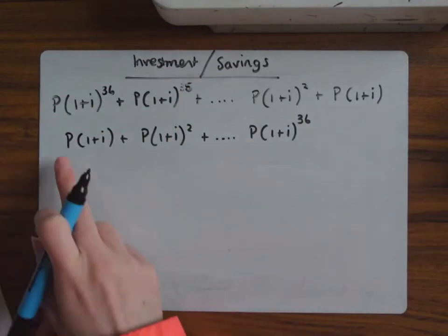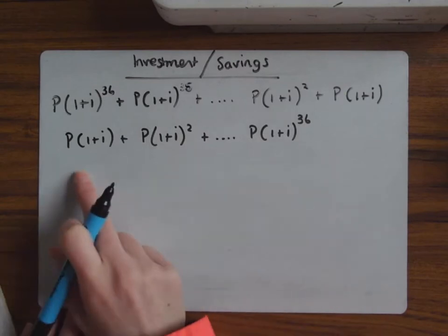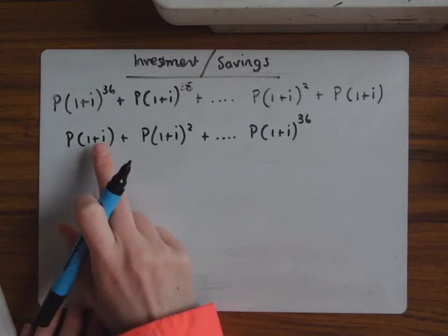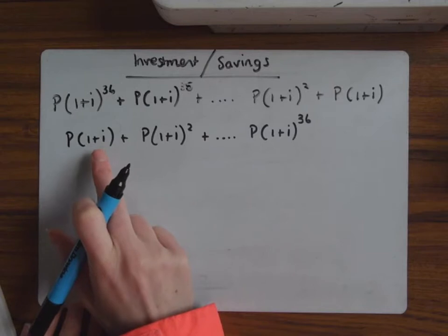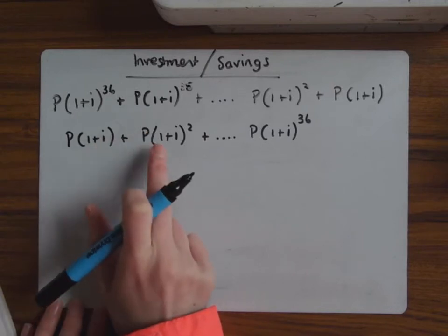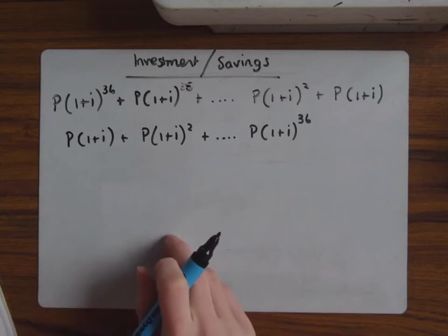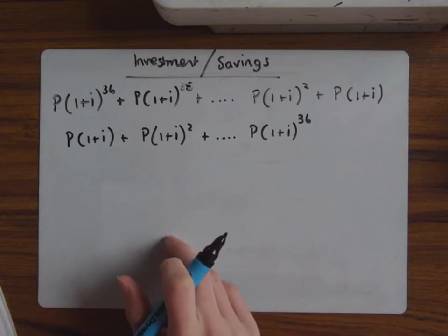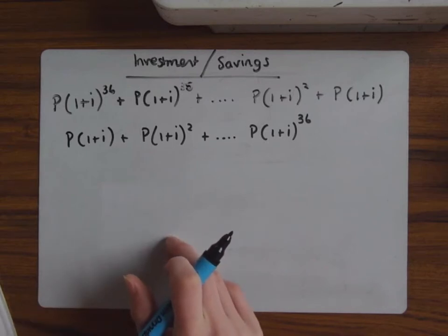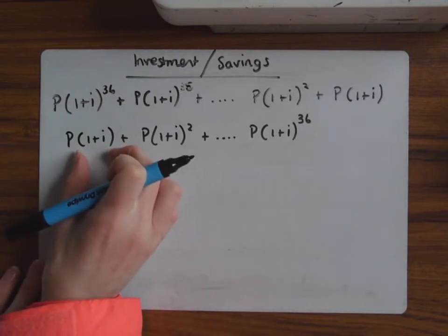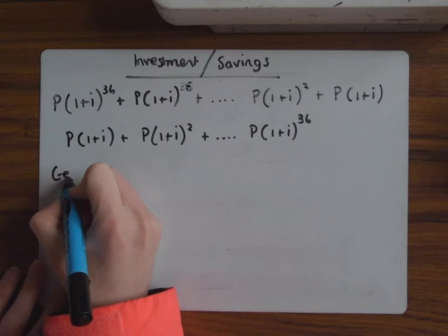So this is what type of series? Have a look at what's happening each time. What did I multiply by to get from here to here? I have increased my power, haven't I? Okay? If I'm increasing my power, that means I'm multiplying by whatever the thing is. So this is a geometric series.